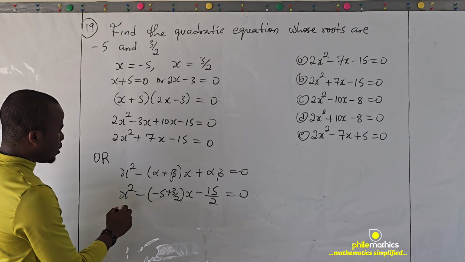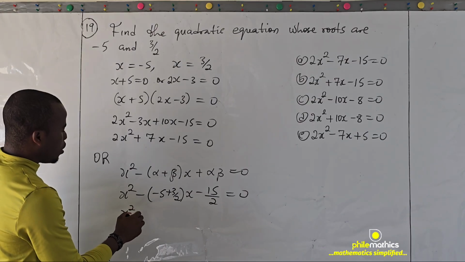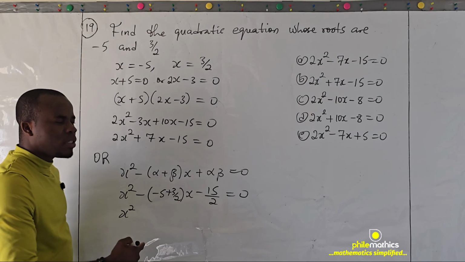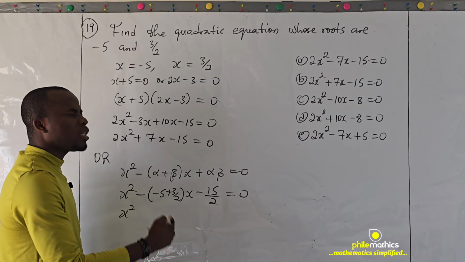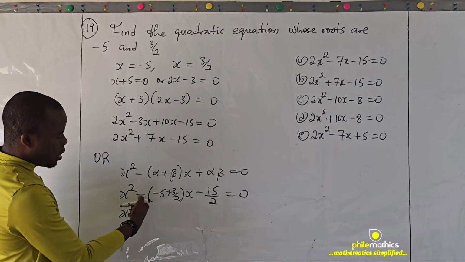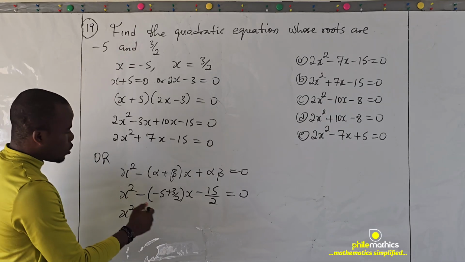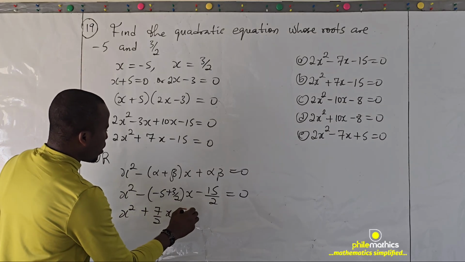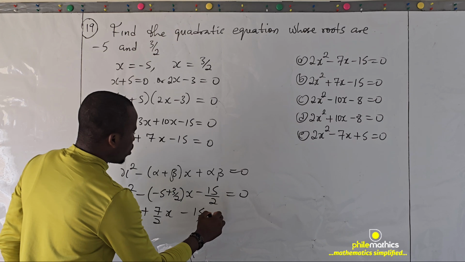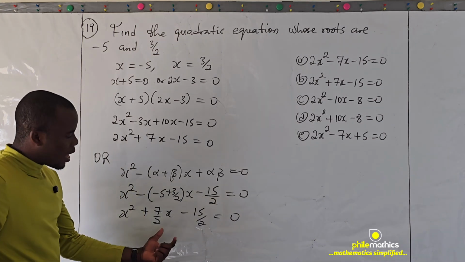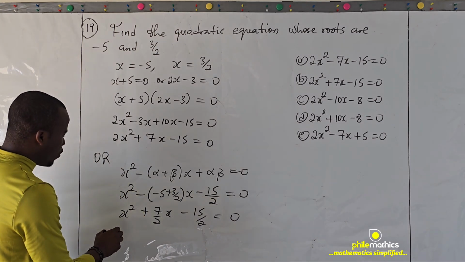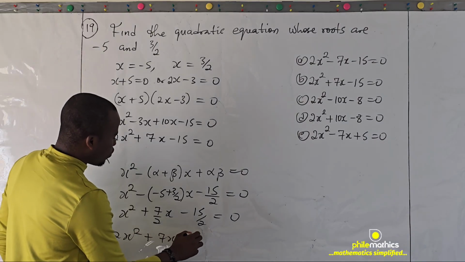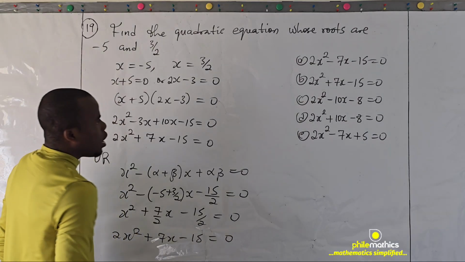So if I add this, I'll have x squared. 2 times minus 5 is minus 10. Minus 10 plus 3 is minus 7, times minus is plus 7 over 2x minus 15 over 2 equals 0. Multiply through by the LCM, which is 2. You have 2x squared plus 7x minus 15 equals 0. And that is A.